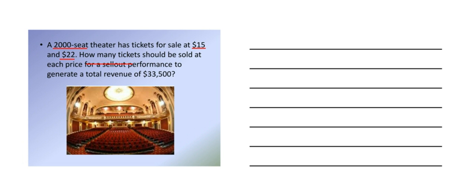Okay, so let's also realize that they need a total revenue of $33,500. So the total of seats is 2,000, and the total revenue is $33,500. We got the totals. But it also tells us the tickets are priced at $15 and $22. And let's notice the word seats, and the question of how many tickets should be sold at each price for the performance. Well, I guess variables are not implied in this case.